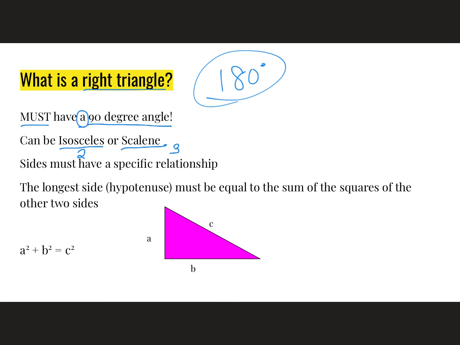The sides must have a specific relationship, and this is the relationship. The longest side, which is the hypotenuse, must be equal to the sum of the squares of the other two sides. By the way, the longest side is always directly across from the right angle. That sounds weird, right? Basically, what it's saying is this side, the hypotenuse, if I square it, is equal to this side squared plus this side squared. We're going to do some practice with this. If it's a right triangle, that must be true. If that's not true, it is not a right triangle.